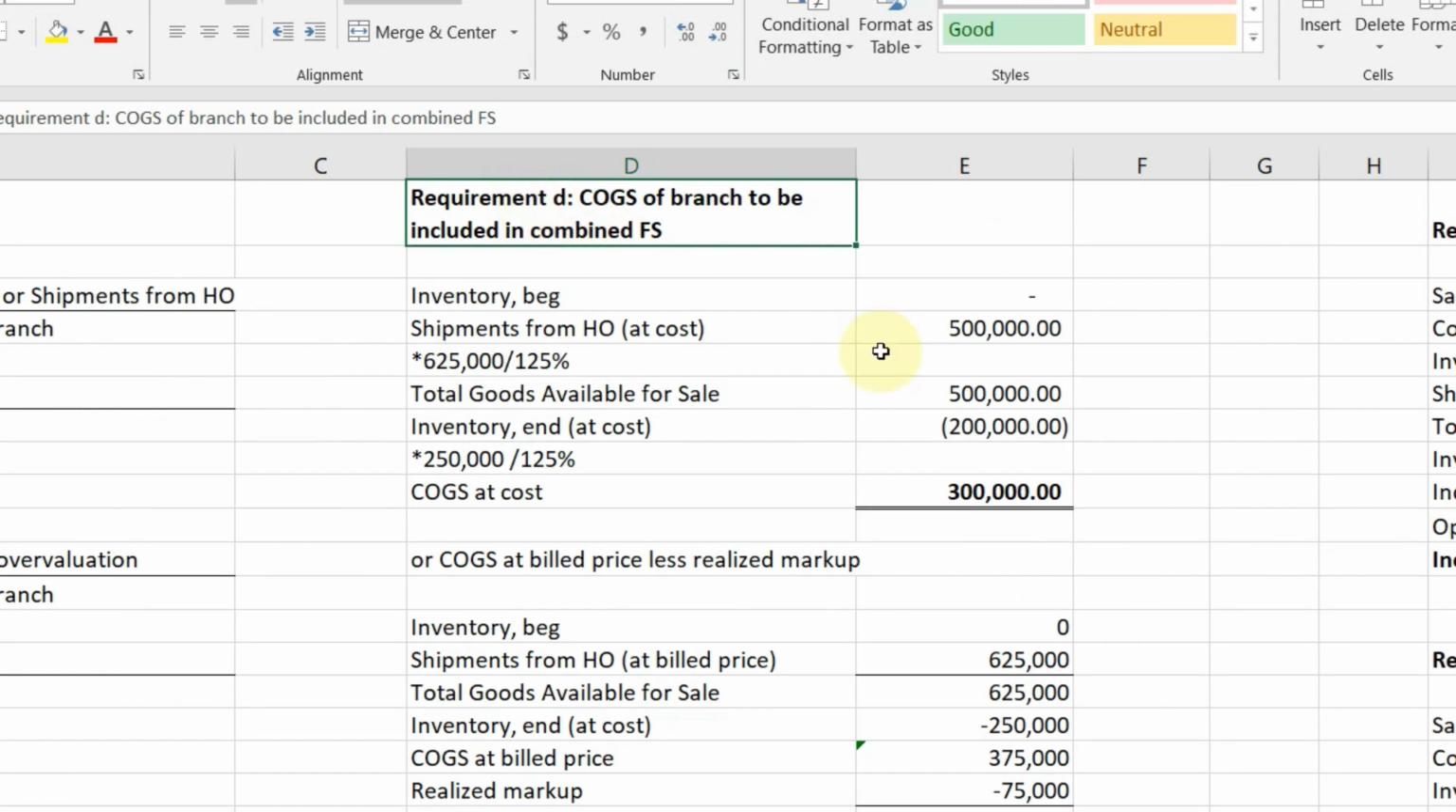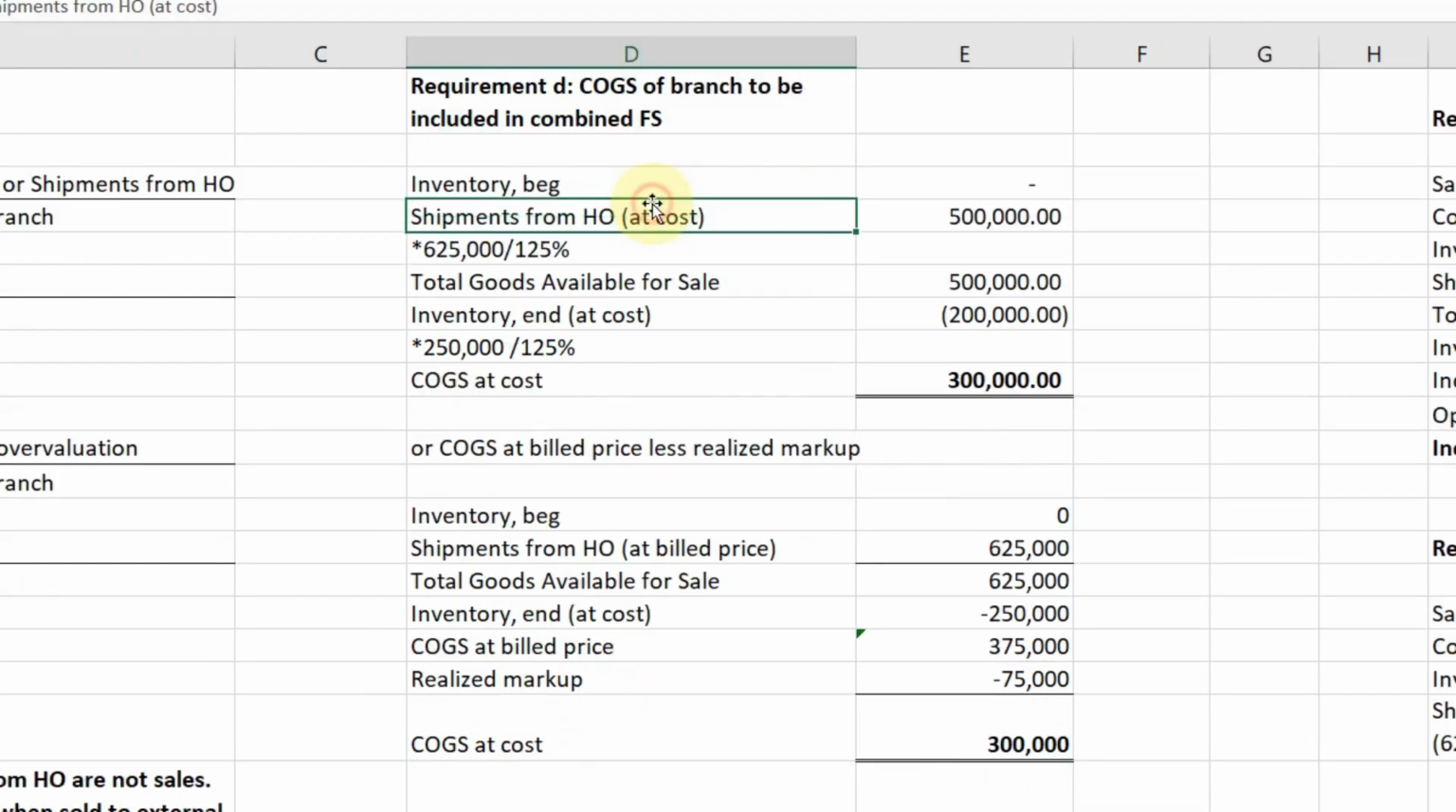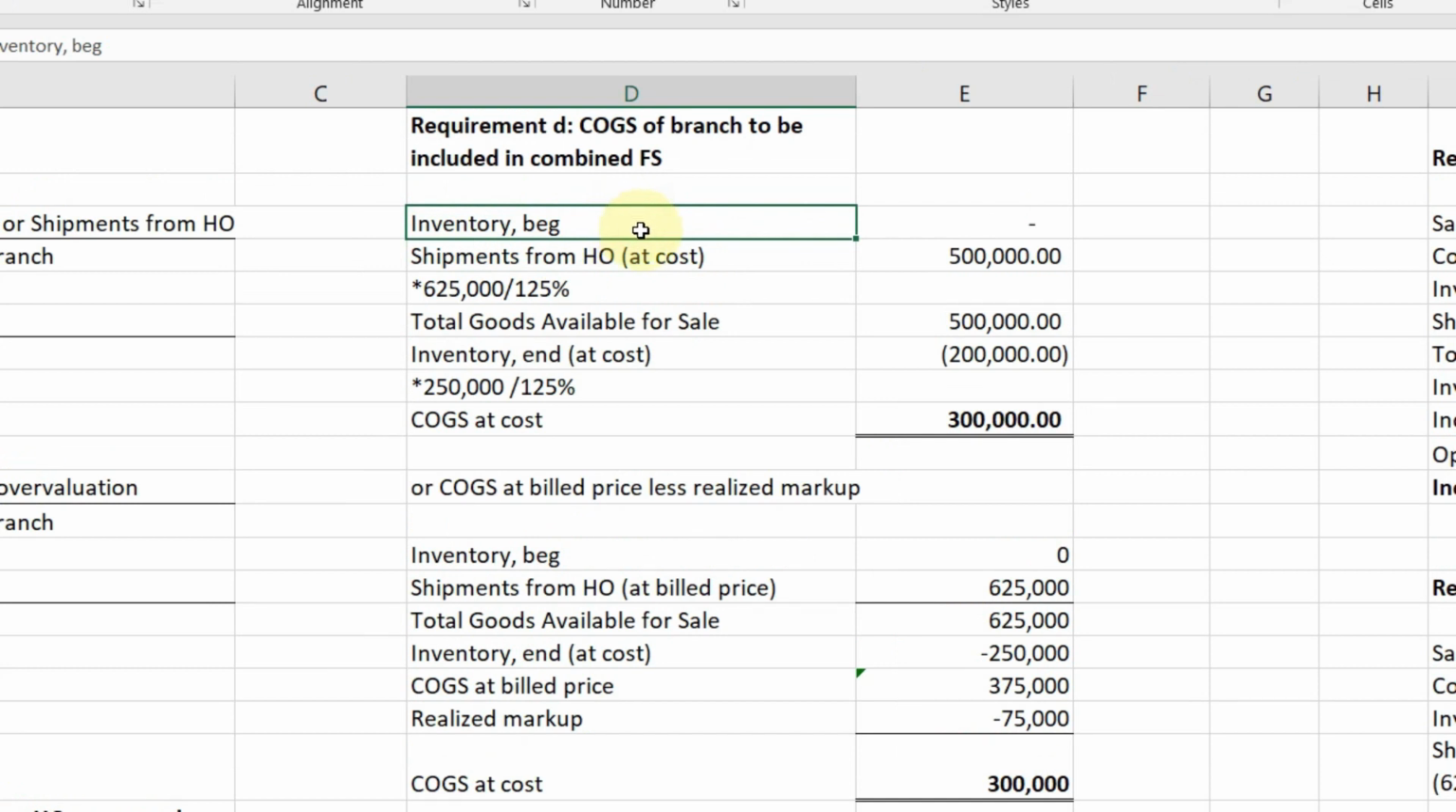COGS of branch to be included in combined FS. So, alam natin na ang COGS ng branch na inilalagay sa FS is the COGS at cost. Okay, so yung tinatanggal na natin yung build, yung markup ni HO. Okay, so isa-isahin natin, it's two ways para makita natin paano natin magawa. Okay, you have this one, shipments from HO. We compute first for COGS, you have inventory beginning, wala. Shipments from HO at cost.